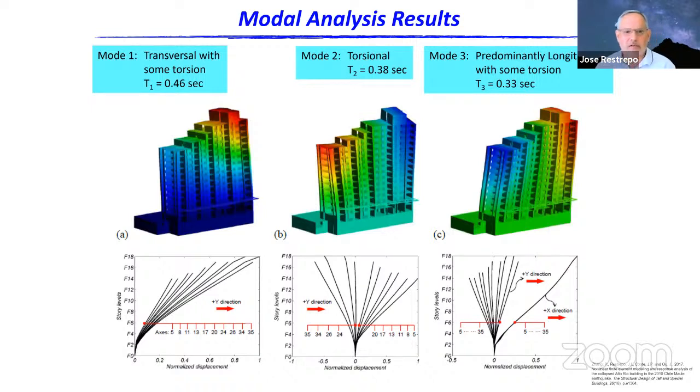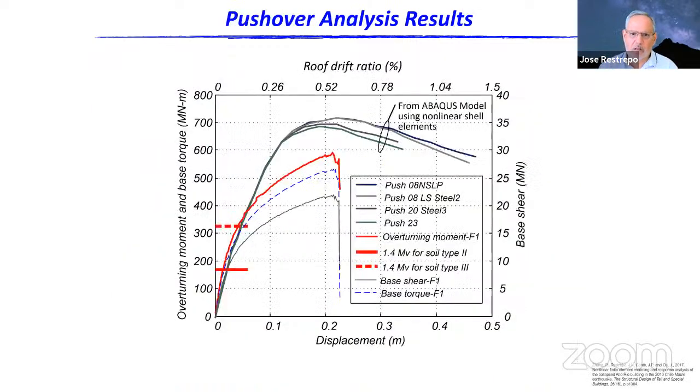0.51 seconds. We have here 0.46 seconds. So it's slightly stiffer than the model in Abaqus. Mode shapes are very similar themselves. And we can see here the overturning moment in the y-axis and the displacement at one point in the roof, because there is quite a bit of torsion in this building. So we just chose one corner. And you can compare here the results from Abaqus, a little bit stronger than for this building.